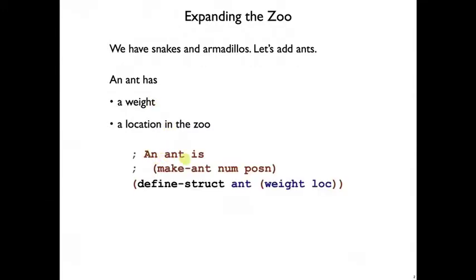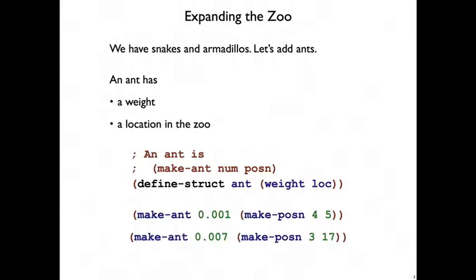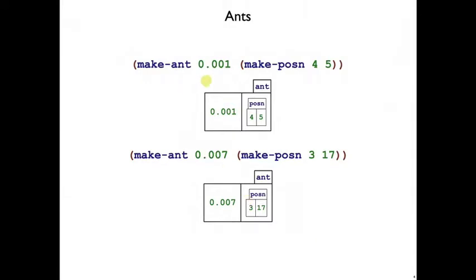We'll need to say an ant is make-ant, a number and a posn, where we introduce make-ant through this define-struct ant. Weight and loc will be the names of the fields, so loc is short for location there. For example, make-ant 0.001, make-posn 4 5, that is an ant that is 0.001 pounds and is 4 and 5 away from its home, and this is an ant that's 7 times as big and even further away from home.